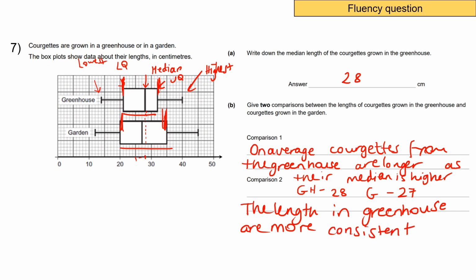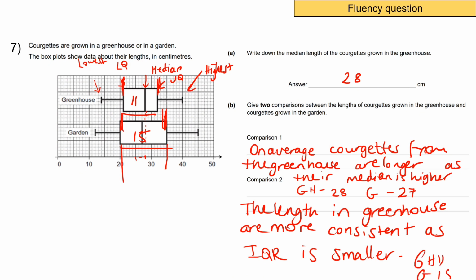and you can use this information for anything, by the way. When you're comparing two box plots, you can always look at the interquartile range and the median, as the interquartile range is smaller, and you can write down what the interquartile range is really. I think the greenhouse is going to be 11, and the distance from here to here is going to be 15. So the greenhouse is 11, garden is 15.